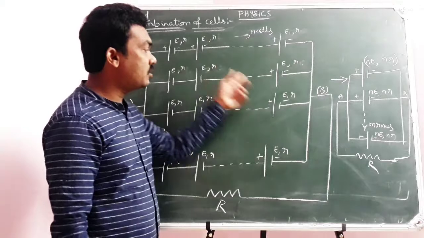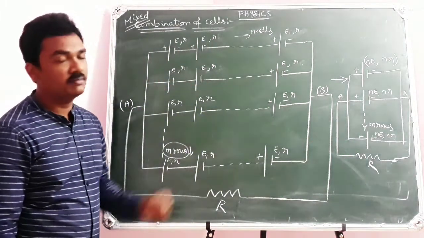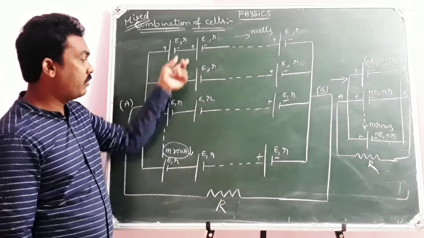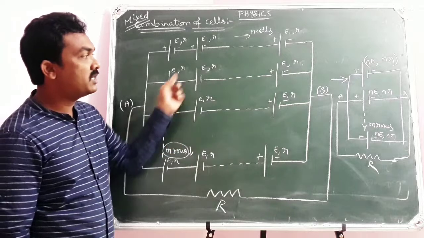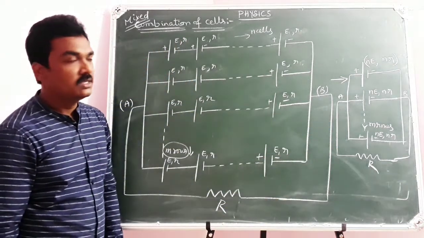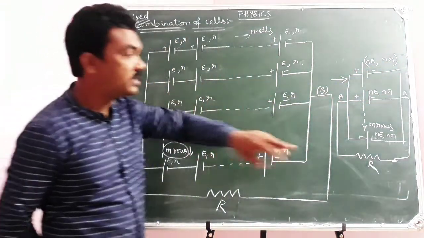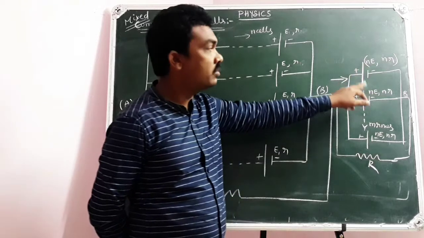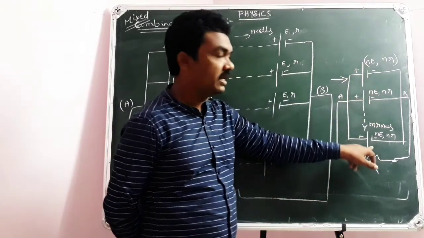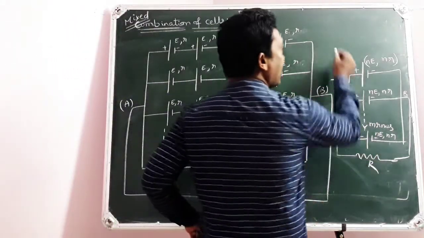Now again, this mixed grouping of cells is converted into parallel combination of cells. Have you observed? First row in series, second row series, third row series, like that m rows in parallel combination. But this mixed grouping of cells is converted into parallel combination of cells, each of EMF NE and internal resistance NR. Like that how many number of cells? M cells, because of the m rows I told you, first cell, second cell, third cell, like that m cells in parallel.